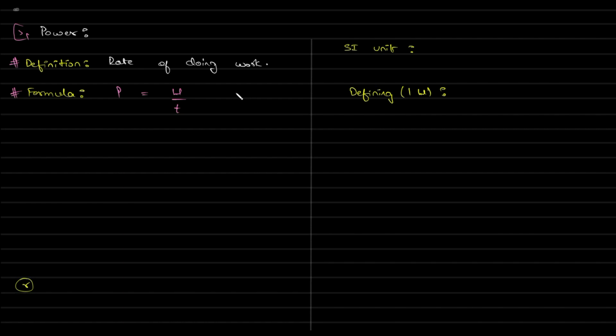Now we know that W is equal to V into Q. Do you remember this? Volts for P, is it not? So let me write it over here. If I substitute this in our formula, we have P is equal to V into Q by T. But we know that Q by T is your I. So we have P is equal to V into I.